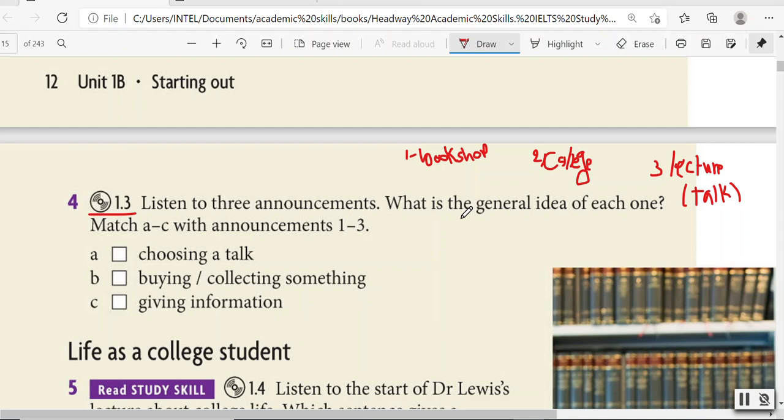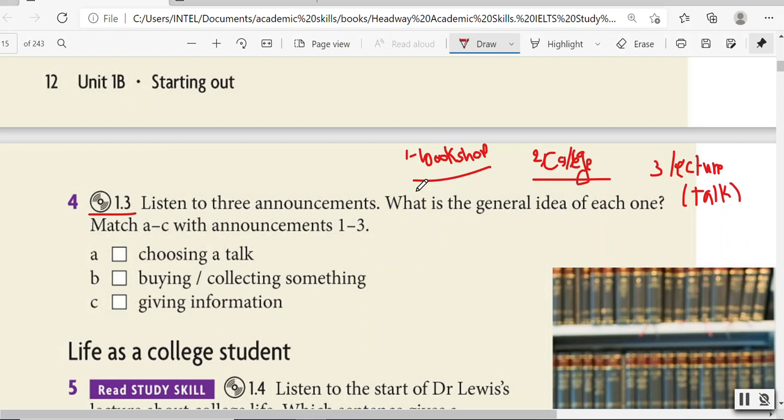Okay, for the first one, talking about bookshop. Second one, college. Number three, lecture or talk. Talking about lectures and talk. Okay, choosing a talk belongs to which one? Buying, collecting something. Giving information. Which one belongs to which one?